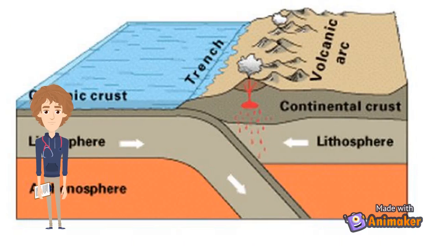Now crust. It is the thinnest layer of the Earth, also called the lithosphere. There are two types of crust. The continental crust, that is below the land mass, which is about 35 kilometers thick, and the oceanic crust, that is below the ocean, which is about 5 kilometers thick.